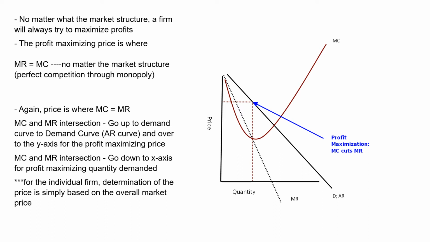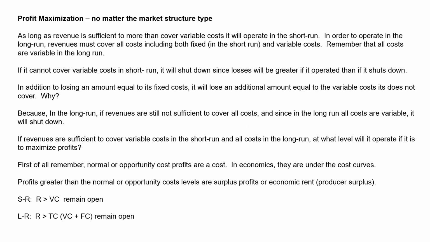So this, again, for the individual firm, determination of the price is simply based on the overall market price. Whatever that market price is, when we're talking about perfectly competitive firms, that is the price structure, the price, if you will, for the individual firm, because they are, again, what? Price takers. So again, regardless of the market structure, the objective is to maximize your profits, profit maximization. Remember, that's where the marginal revenue crosses the marginal cost, that point where they cross one another.